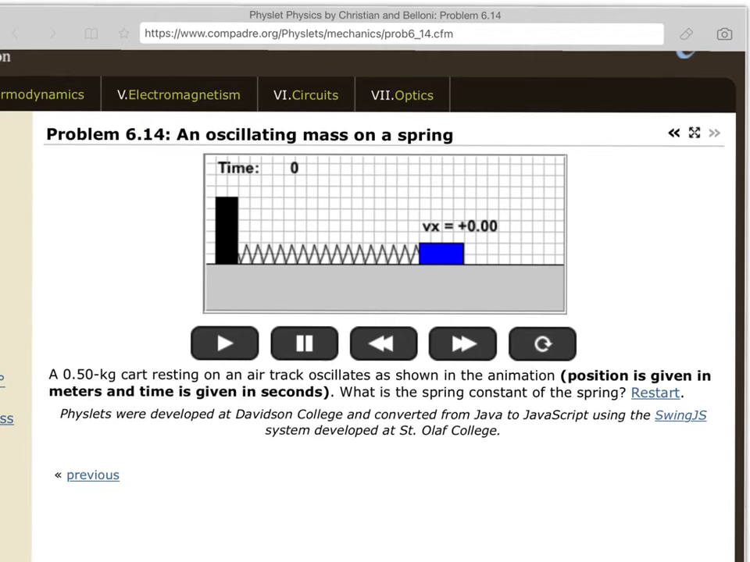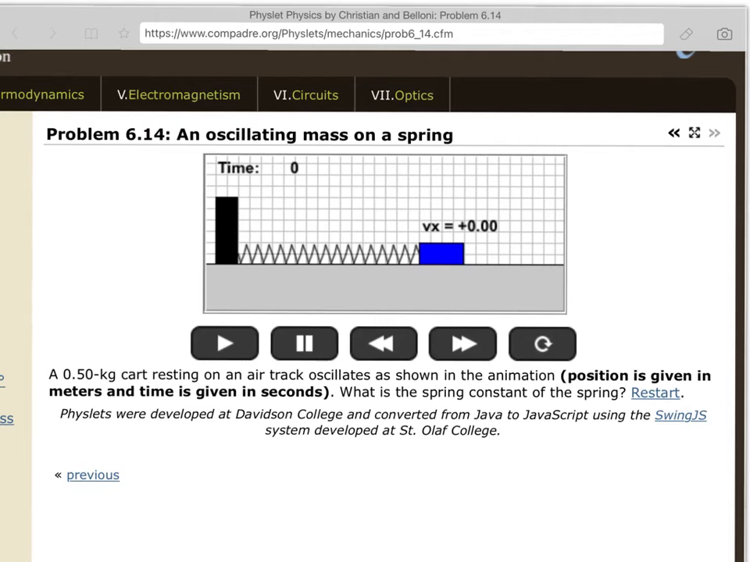6.14. Let's run it and watch. Okay, so it's familiar to us now. Here there's no hand. It's just doing its natural thing, oscillating back and forth between two extremes, and keeps going. So this one, the video just keeps running. So you see in the description, you have the mass of the cart. It's on an air track, so that means no friction. And you want the spring constant.